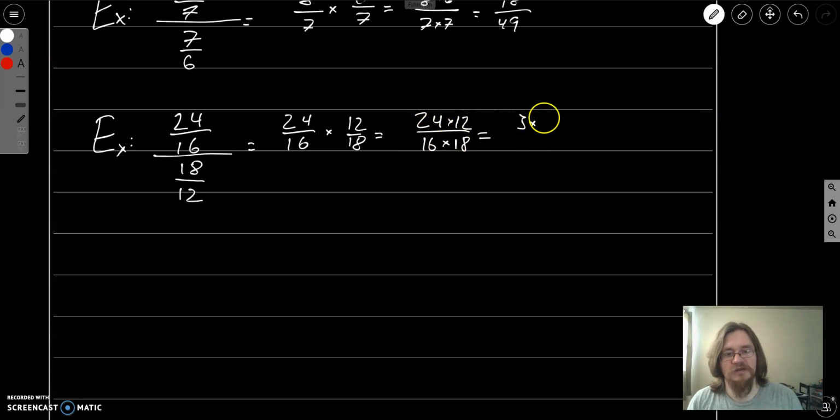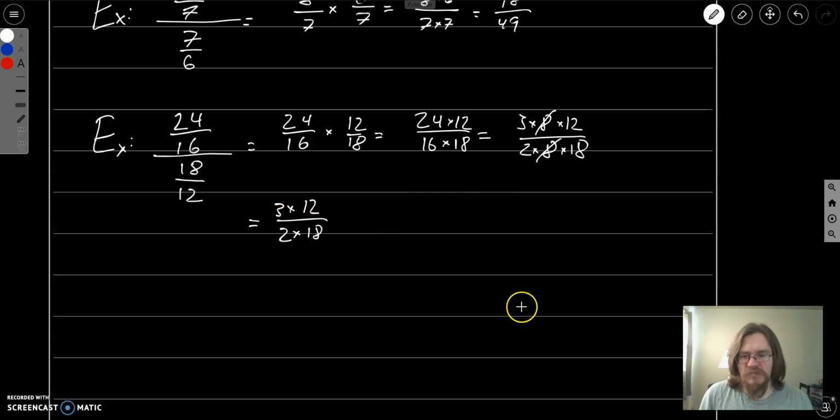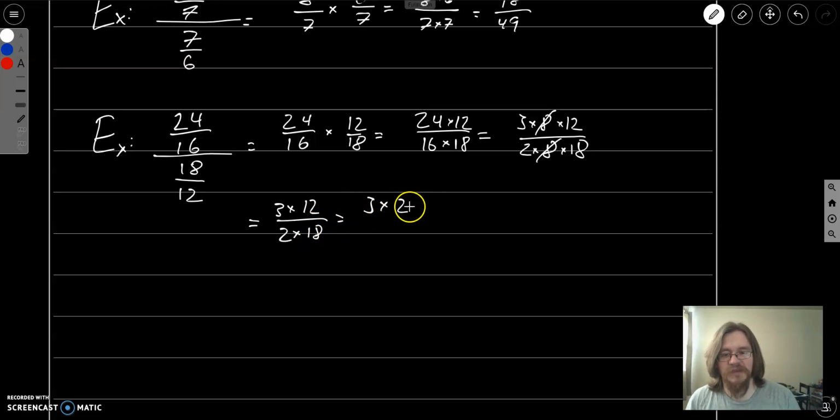So 24 is going to be 3 times 8 times 12. And then down here, the 16 is going to be 2 times 8 times 18. So I can cancel an 8 off the top and bottom. And I'll continue down here. So what do I have left? I've got a 3 and a 12 on top. And on the bottom, I've got a 2 and an 18. And then here, I can cancel quite a bit on the right-hand side as well. The 12 and the 18 are both divisible by 6. 12 is 2 times 6, 18 is 3 times 6. So I can cancel some 6's. So we've got 2 times 6 on the top, and then on the bottom, 18 is going to be 3 times 6.